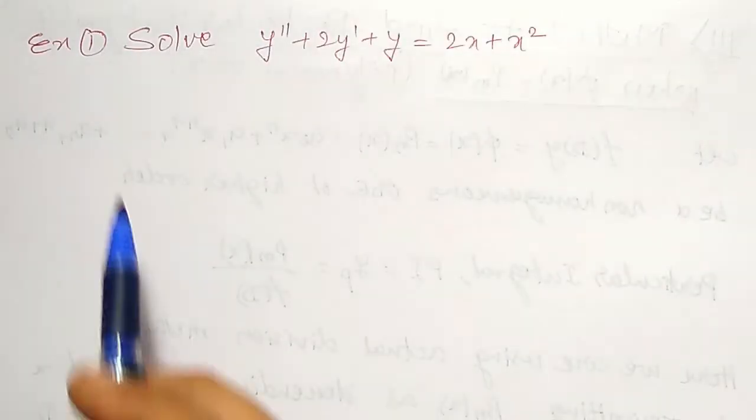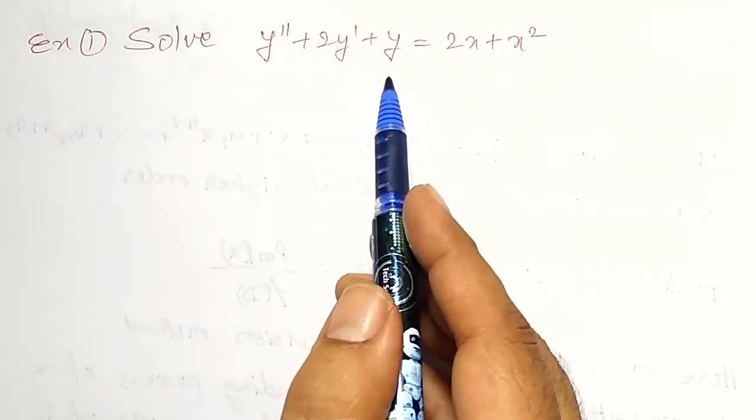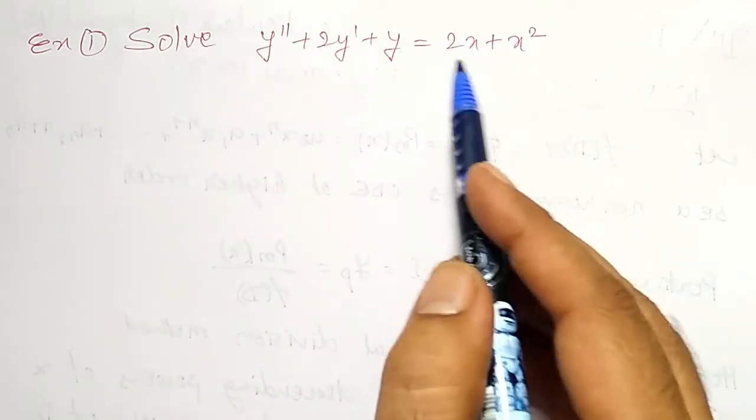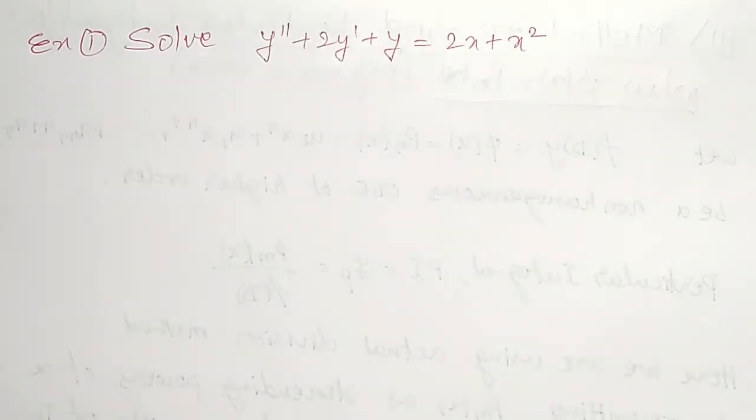In this video, I'm going to solve this non-homogeneous differential equation of second order. It is called non-homogeneous because the right hand side is a function of x here, and the solution contains two parts, CF and PI.